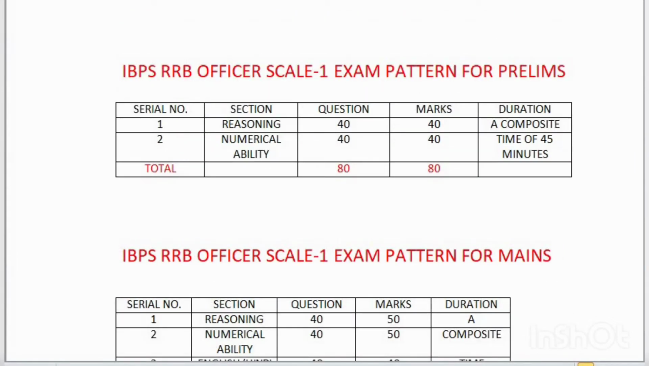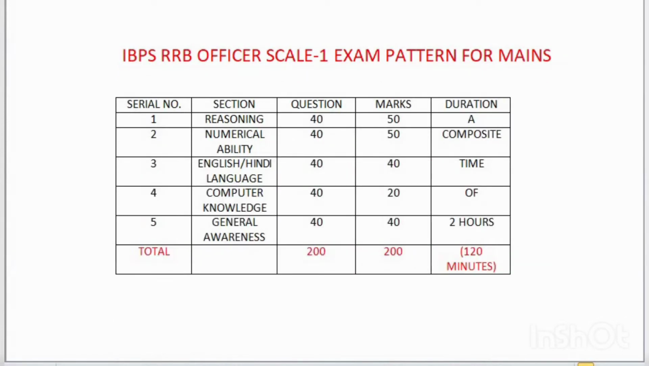Now going to the Officer Scale 1 exam pattern for prelims and mains. In the case of the Officer Scale 1 prelims exam, there will be 2 sections, reasoning and numerical ability. Like the previous one, reasoning consists of 40 questions of 40 marks and numerical ability also consists of 40 questions of 40 marks. A composite time of 45 minutes will be there. Total marks will be 80. So you have to complete these 2 sections within 45 minutes.